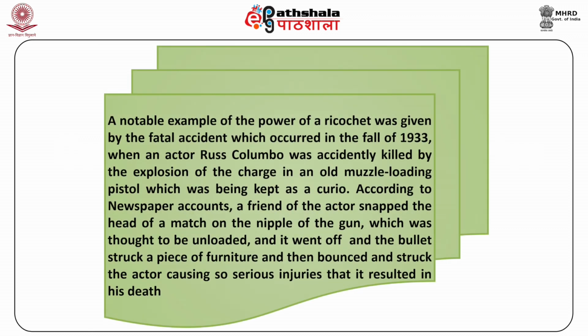A notable example of the power of a ricochet was given by the fatal accident which occurred in the fall of 1933, when an actor, Russ Columbo, was accidentally killed by the explosion of the charge in an old muzzle-loading pistol which was being kept as a curio. According to newspaper accounts, a friend of the actor snapped the head of a match on the nipple of the gun, which was thought to be unloaded, and it went off. The bullet struck a piece of furniture and then bounced and struck the actor, causing such serious injuries that it resulted in his death.